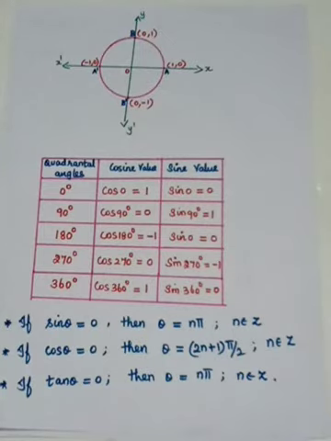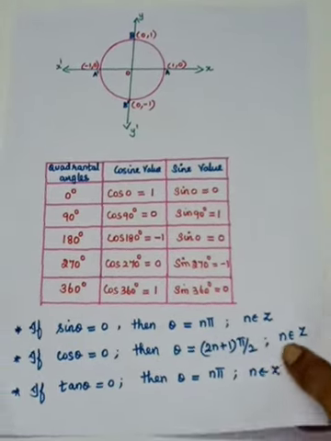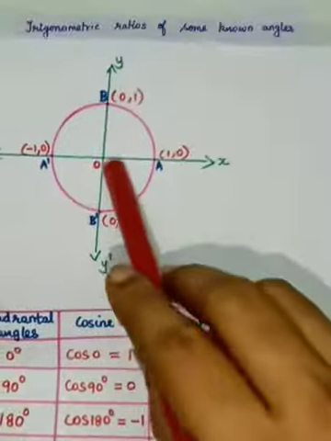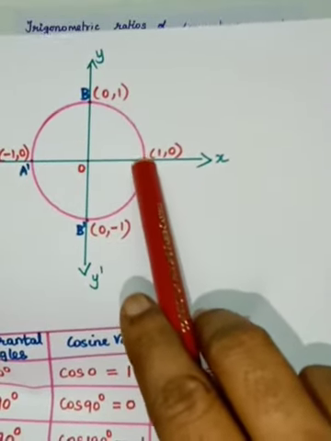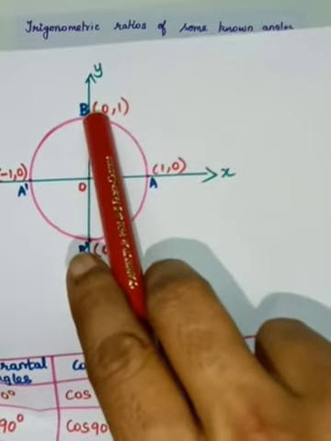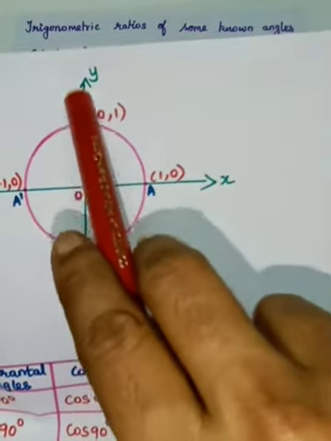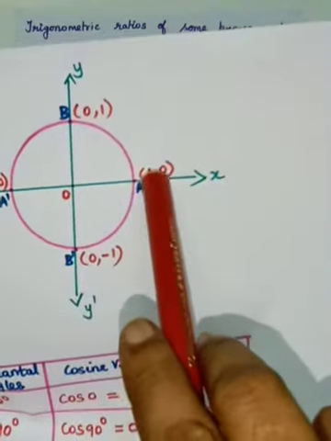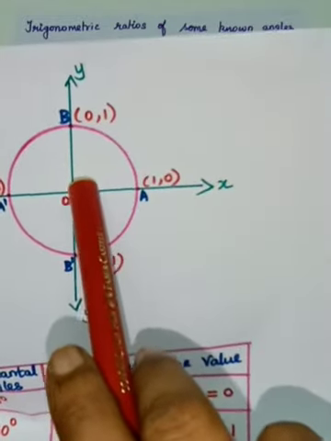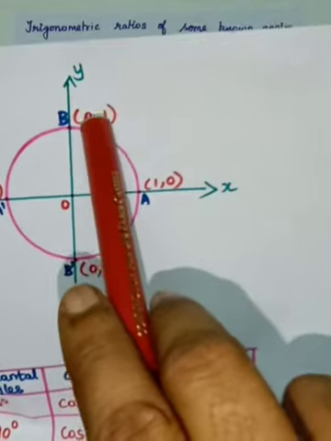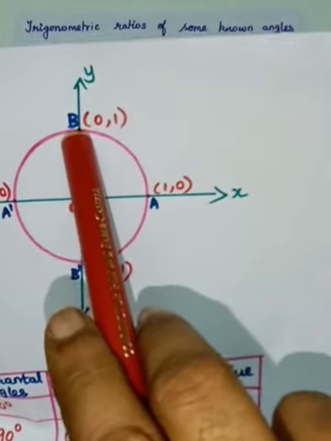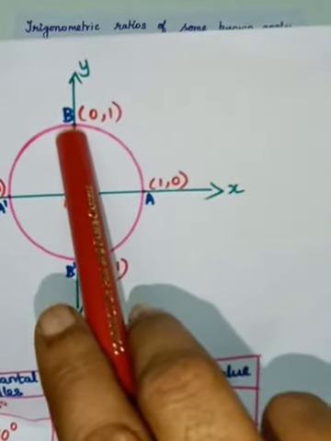Okay, so we will come to the next angle. See that OA is the initial side. OA is the initial side. The amount of rotation is this much. And OB is the terminal side, means what is the angle made? The angle made is 90 degree. So therefore the B point is what? 0, 1. So the angle made here is 90 degree.